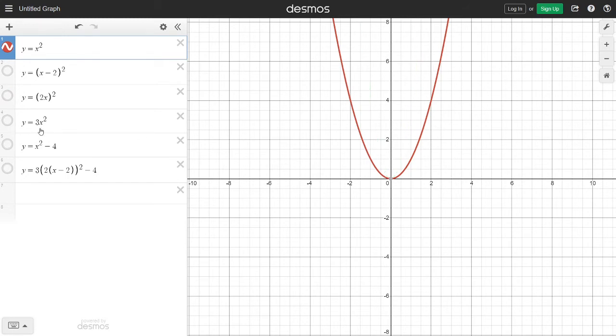Let's look at a vertical stretch of 3. Again, it does a very similar thing to a horizontal stretch of 2, which is technically a horizontal stretch of 1 over 2. So again, it will make it go higher. It will be narrower than the original function.